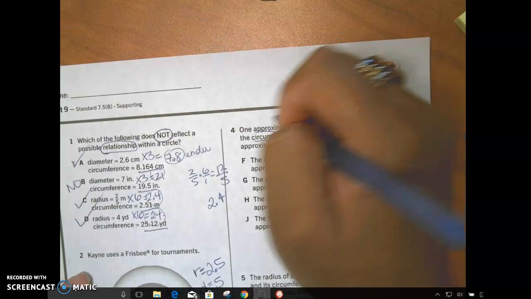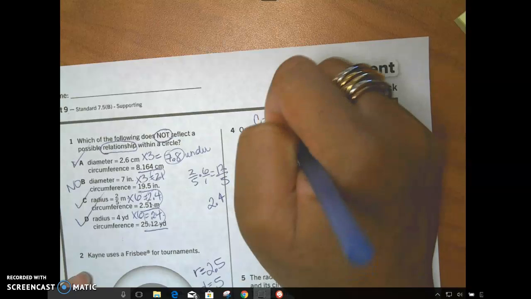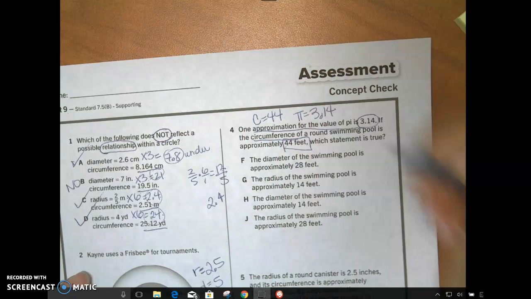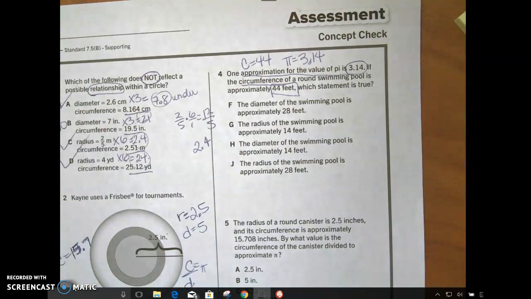I have circumference, and that's 44. And then I have pi, which is 3.14. But what have I been doing with pi? Rounding it to a 3. And I have been multiplying. Those of you who said multiply were not incorrect. So, what should I do here?